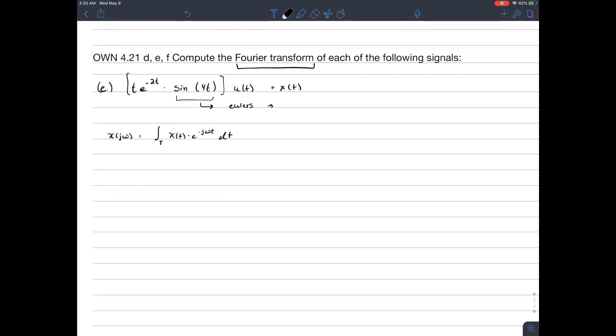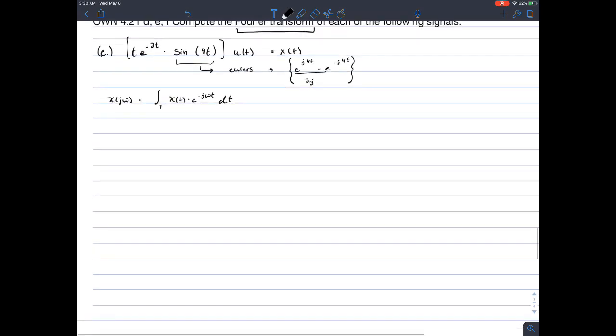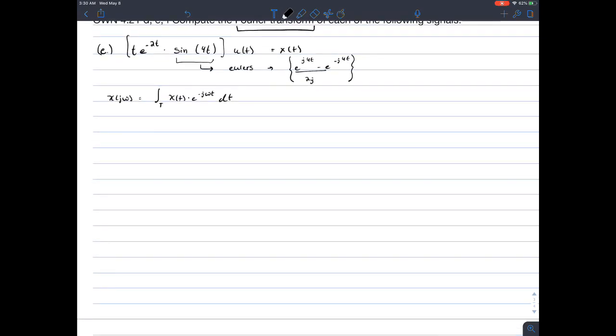Okay, so sin(4t) is going to be equal to e^(j4t) minus e^(-j4t), all divided by 2j. Okay, so that's our new replacement for the sin(4t). Okay, so let's go down here and plug it in.